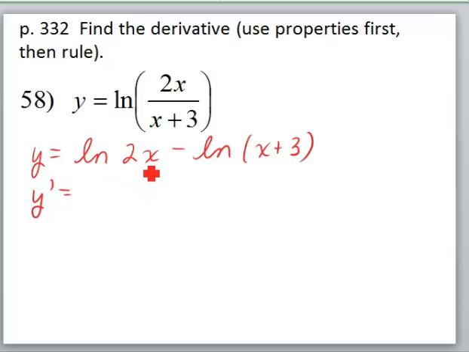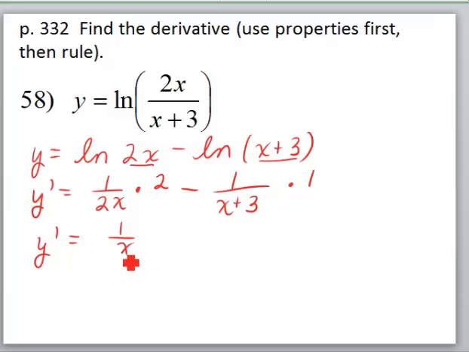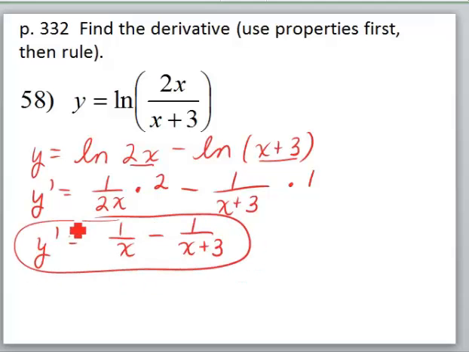The derivative of the natural log of 2x is 1 over 2x times the derivative of that portion, which would be times 2, minus 1 over x plus 3. The derivative of this portion happens to just be 1. So my answer would be 1 over x minus 1 over x plus 3. Now the only thing else I could do in this problem is make a common denominator. Chances are common denominators may be something that is given as multiple choice goes.